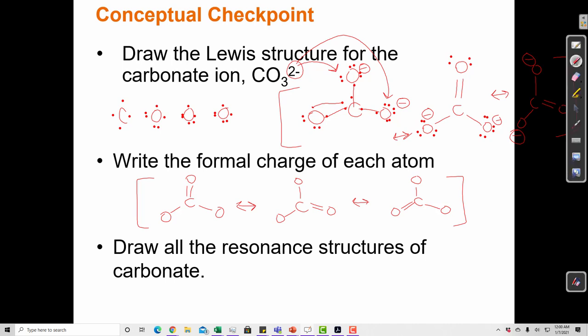All right, and now to be really complete here, we'll draw in all of these lone pairs. When an oxygen has a single bond, it has 3 lone pairs. 1, 2, 3, when it has a single bond. That's how I'm doing this so fast. When it has a double bond, it has 2 lone pairs. Double bond, 2 lone pairs. Single bond, 3 lone pairs.